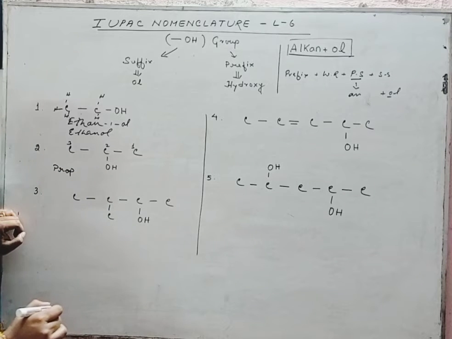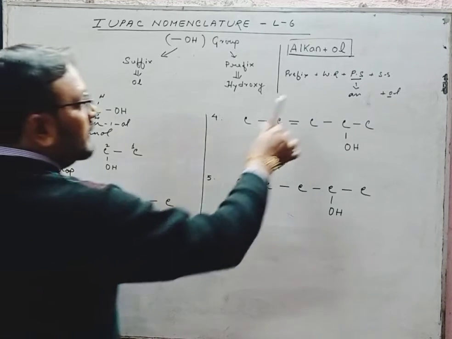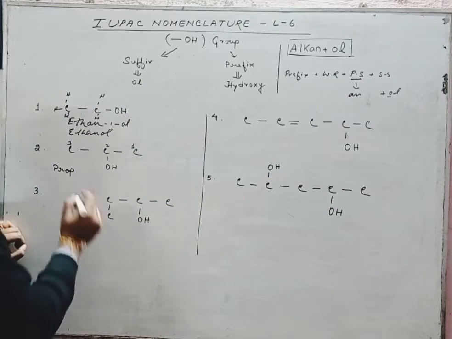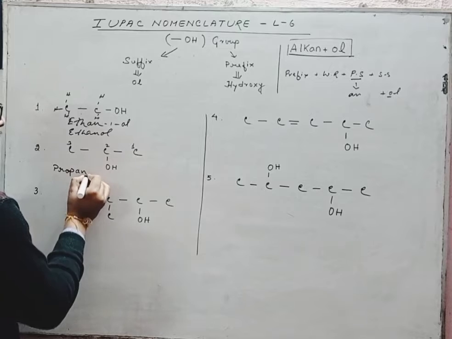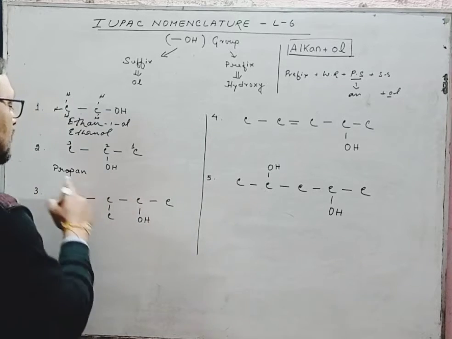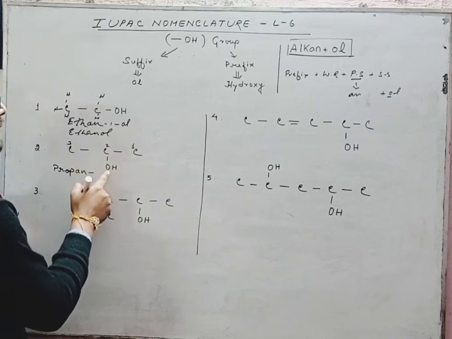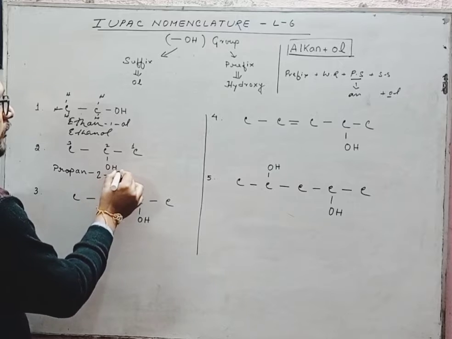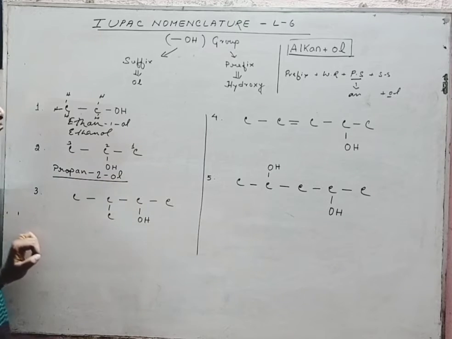P-R-O-P. Okay. Prop. Then after writing the word root, what we will write? Primary suffix. That is propane, A-N-E. So E we are going to drop. E we will not write. So propan. Now what is the position of this OH group? Second position. So I'll write 2 and then ol. So the name is propan-2-ol.